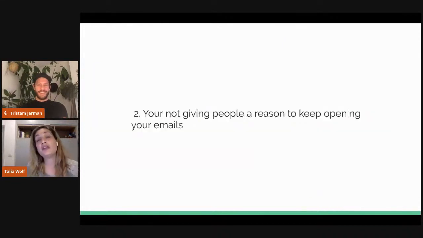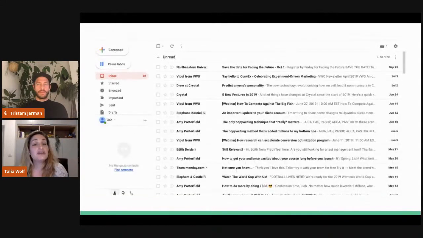Number two, which may be an issue with your emails, is that you're not giving people a reason to open your email, to keep opening those emails from you. Remember this, I have 98 unread emails in here. You need to stand out in your inbox. You need to connect with people and you need to provide value. If you're not doing that, people will just stop opening your emails, stop communicating with you.